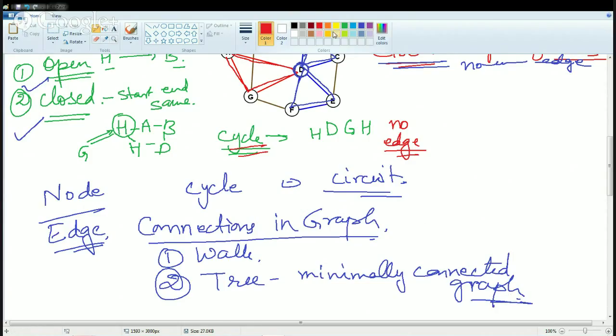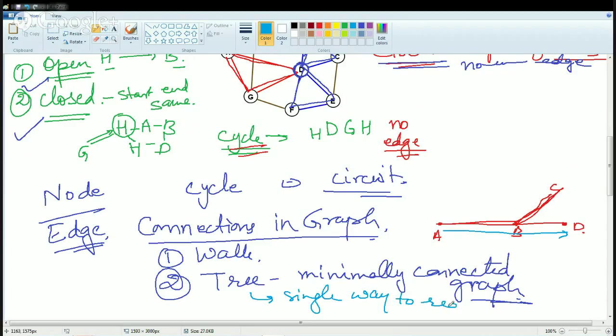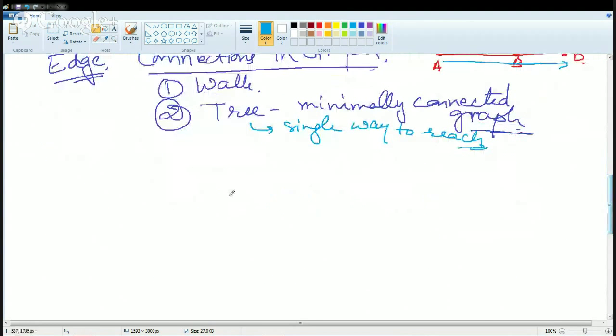For example, I mark points A, B and C. And then you have D. So there is only one way to reach C and only one way to reach D. So when there is a single way to reach any place, that would be the tree. The next connection here is the distance. So distance is basically between two vertices. So this is vertex A and this is vertex B. So how far they are would be the distance.